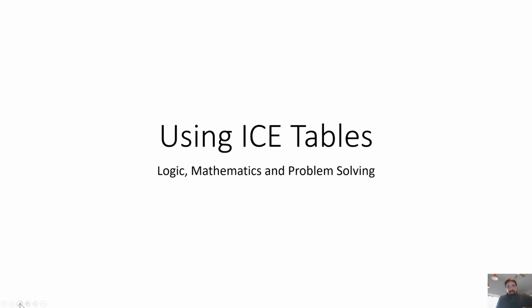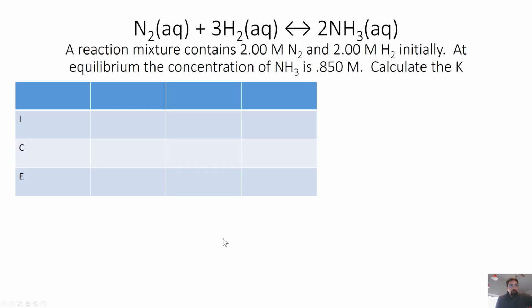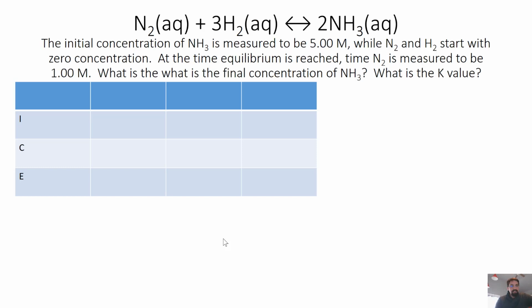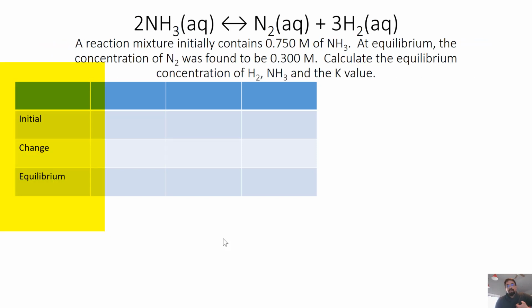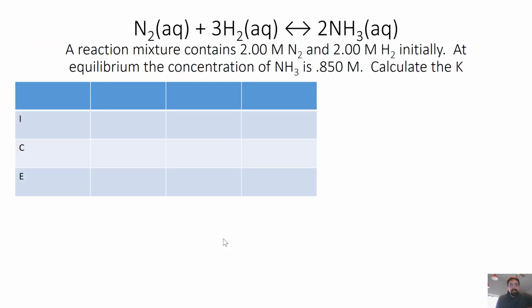I want to talk to you today about using ice tables. Basically, it's a method in chemistry of using logic and mathematics along with your problem solving. It's really helpful with problems that have equilibrium. Okay, so we're going to dive right in here. What you should see is that an ice table talks about initial, change, and equilibrium portions of a particular reaction. So that's ICE: initial, change, and equilibrium.